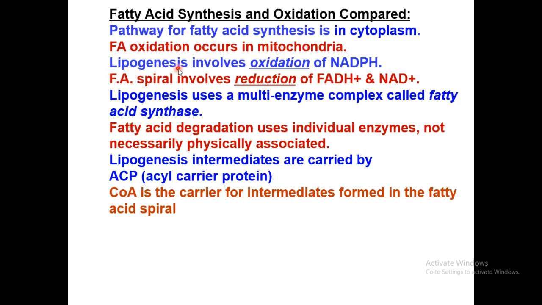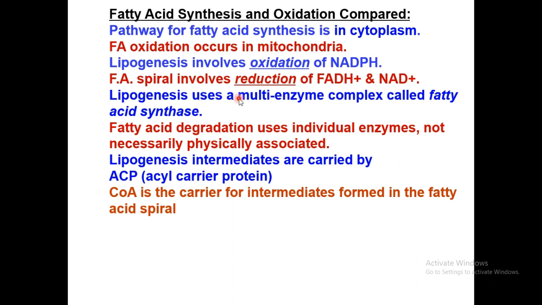Okay? So lipogenesis involves oxidation of NADPH, and beta oxidation involves the reduction of FAD and NAD. So remember guys, FADH2 and NADH are produced in beta oxidation, right? But in fatty acid synthesis, NADPH is oxidized. Okay, so it's reversed. Later we will see why NADPH is consumed in fatty acid synthesis.